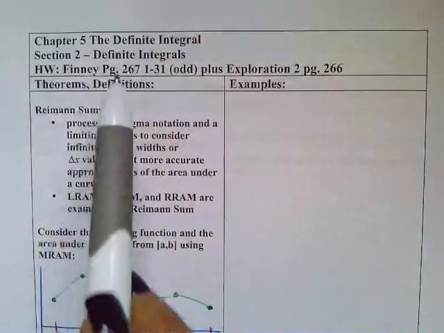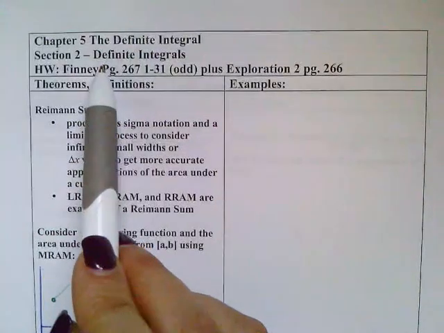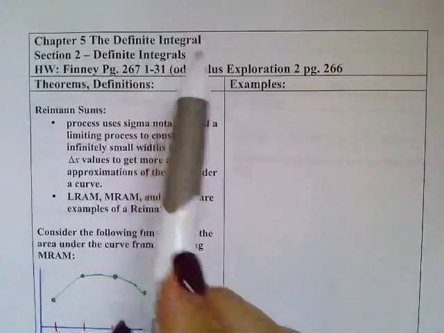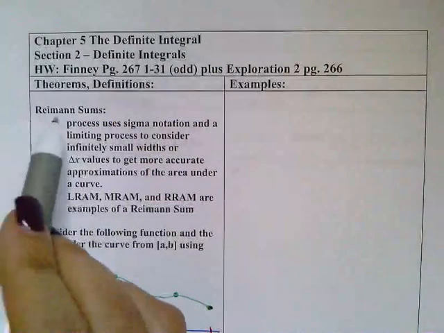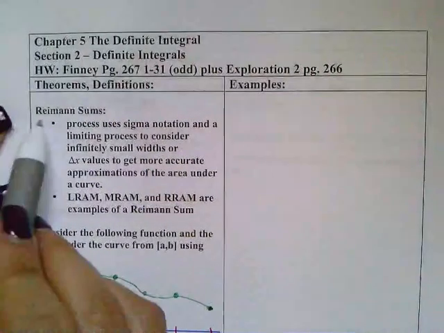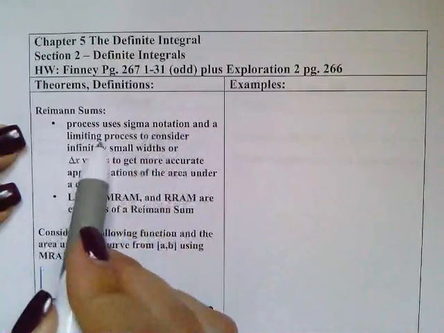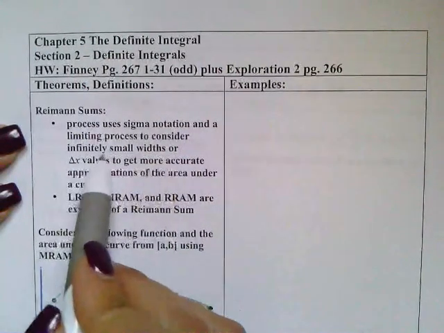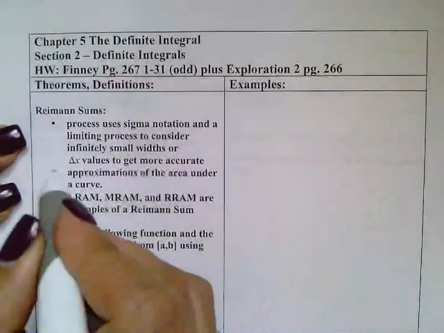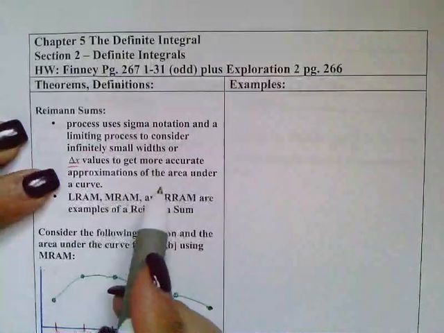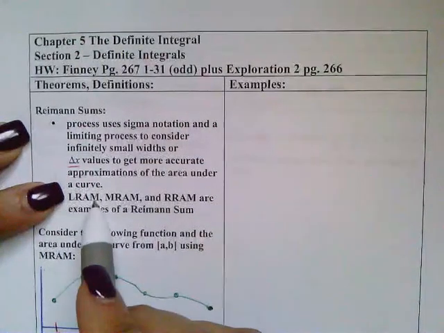Alright, so for section 2, now we're giving what we did in section 1 kind of a name. So now we're going to be dealing with definite integrals as well as Riemann sums. So what is a Riemann sum? It's the process that uses sigma notation and a limiting process to consider infinitely small widths, or change of x values, to get a more accurate approximation of the area under a curve.